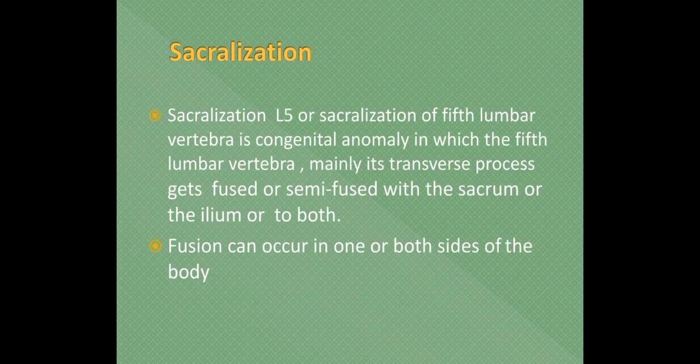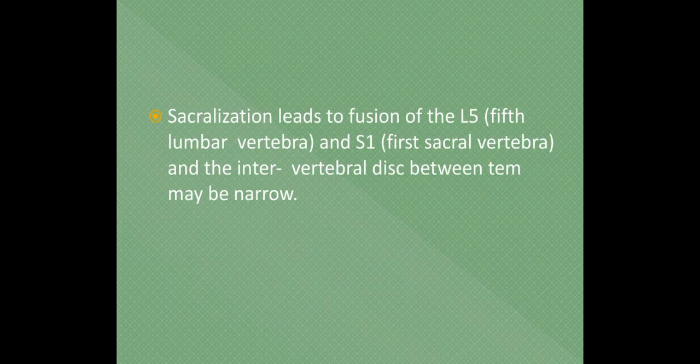What is sacralization? Sacralization of L5, or sacralization of the fifth lumbar vertebra, is a congenital anomaly in which the fifth lumbar vertebra, mainly its transverse process, gets fused or semi-fused with the sacrum or the ilium or both. Fusion can occur on one or both sides of the body. So sacralization leads to fusion of L5, the fifth lumbar vertebra, and S1, the first sacral vertebra, and the intervertebral disc between them may be narrow.